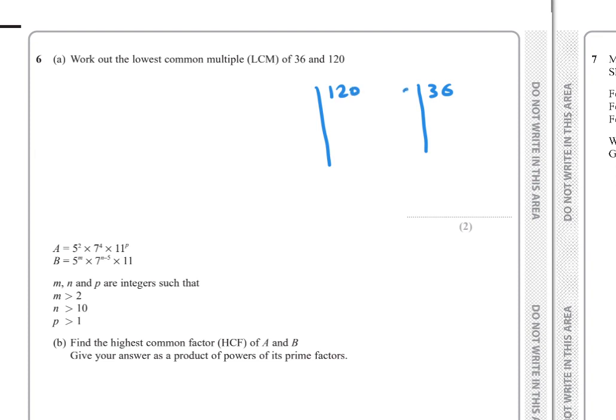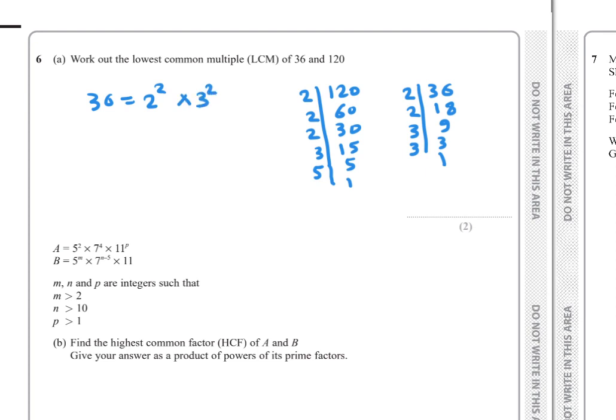36 divided by 2 equals 18, divide by 2 equals 9, divide by 3 equals 3, divide by 3 equals 1. 120 divided by 2, 60 divided by 2, 30 divided by 2, 15 divided by 3, 5, divide by 5, 1. So 36 equals 2 power 2 times 3 power 2, 120 equals 2 power 3 times 3 times 5.